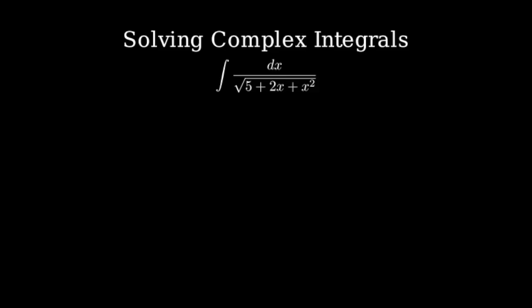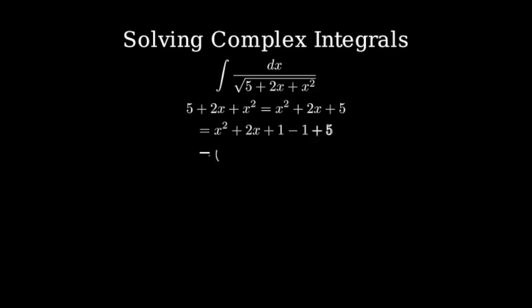The first step to solving this integral is to complete the square for the expression under the square root. Let's rewrite 5 plus 2x plus x squared as x squared plus 2x plus 5. Now, to complete the square, we take half of the coefficient of x, which is 1, square it, and add and subtract it from the expression.